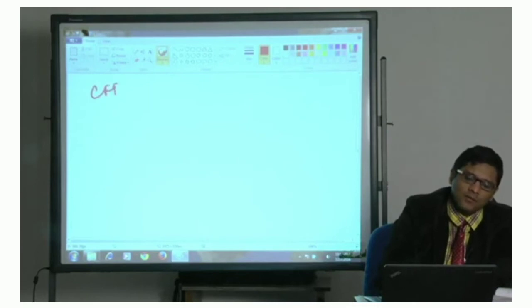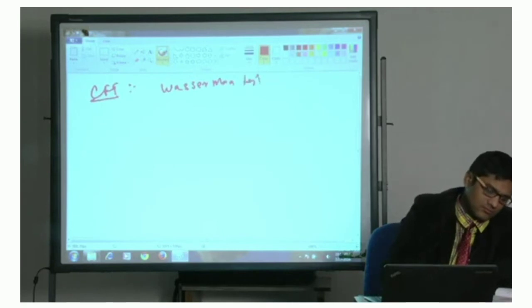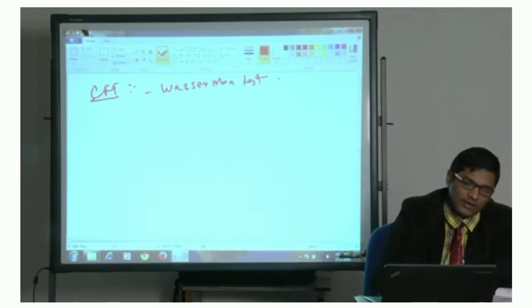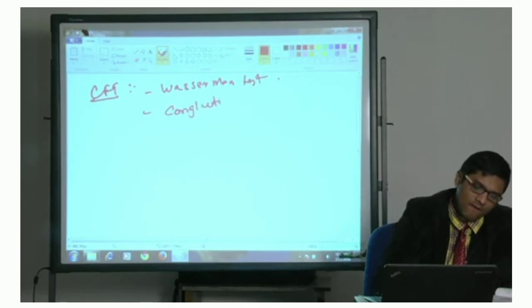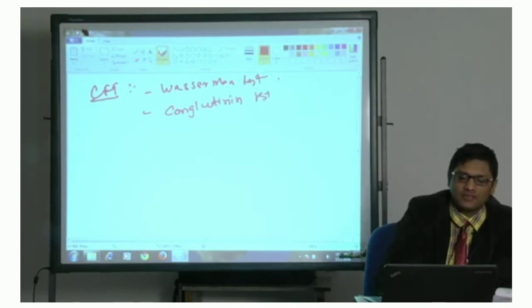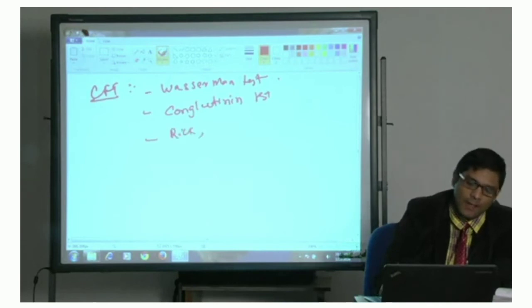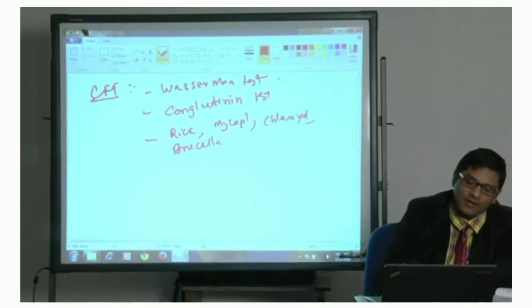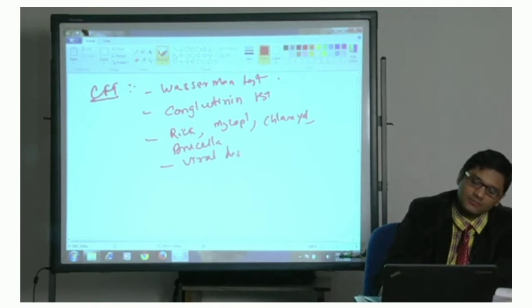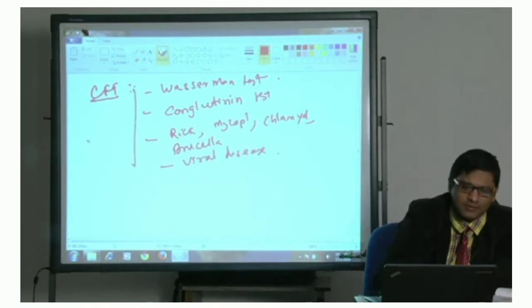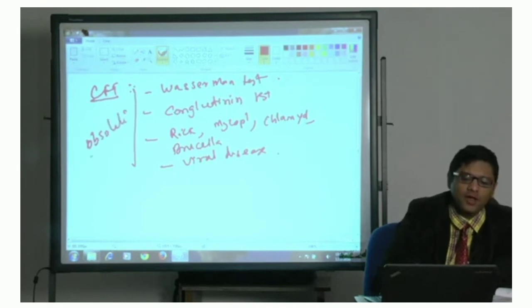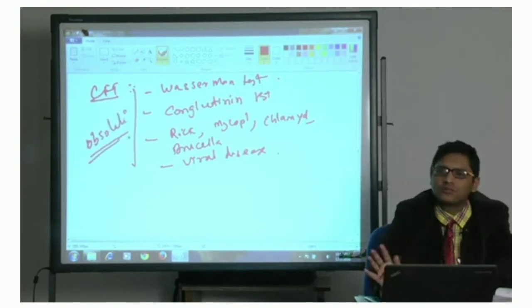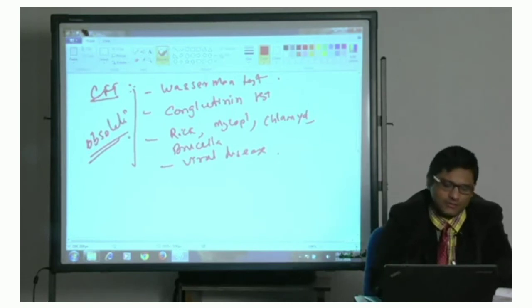Then certain examples of complement fixation tests like Wassermann test and Conglutinin test. Complement fixation test is also used for rickettsia, mycoplasma, chlamydia, brucella, and various viral diseases. By the way, please remember it is obsolete. Now, complement fixation test is only there in books. That's all. It is an outdated test.